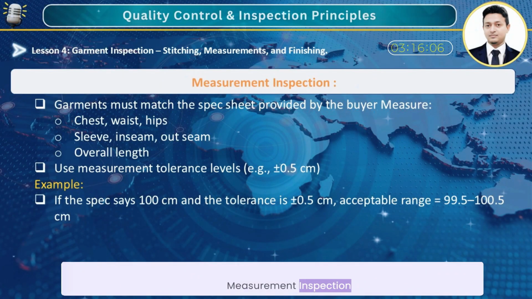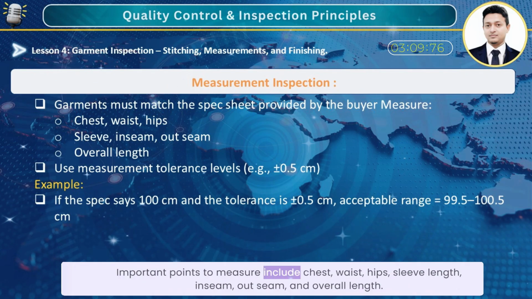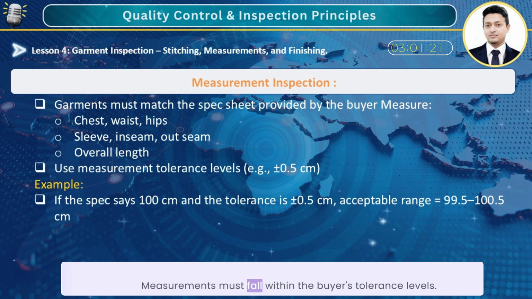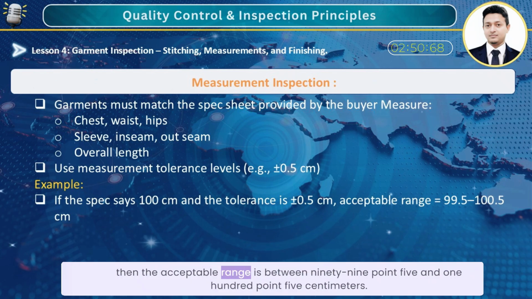Measurement inspection. Garments must always match the buyer's specification sheet. Important points to measure include chest, waist, hips, sleeve length, inseam, outseam, and overall length. Measurements must fall within the buyer's tolerance levels. For example, if the spec is 100 cm with a tolerance of plus or minus 0.5, then the acceptable range is between 99.5 and 100.5 cm.